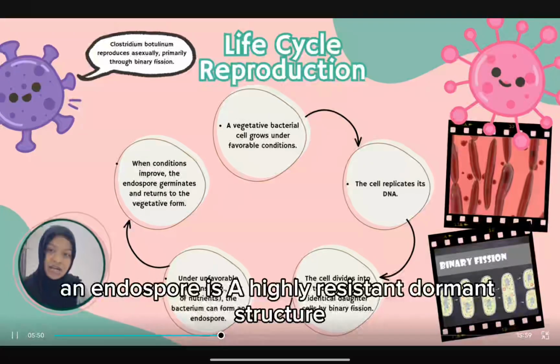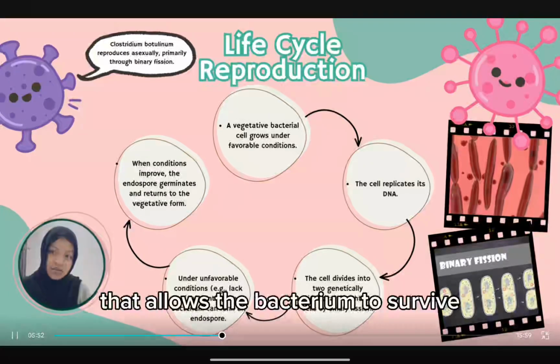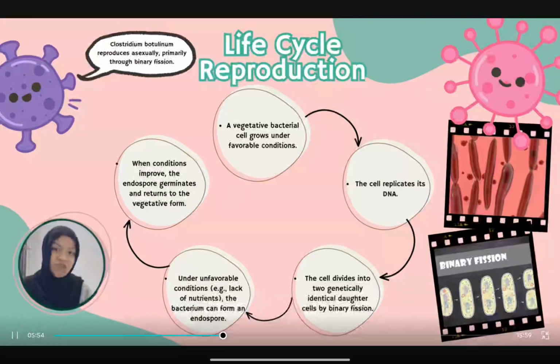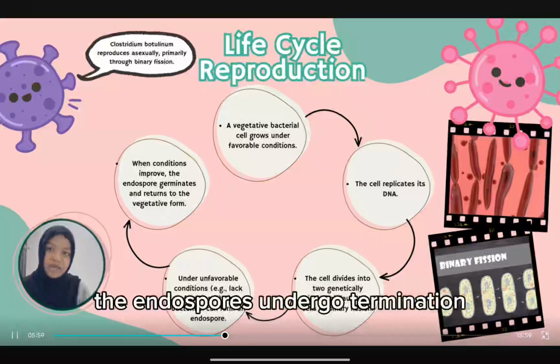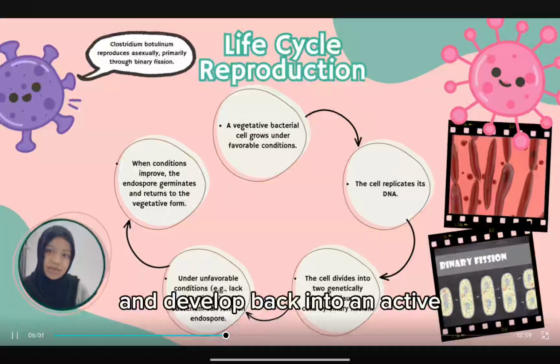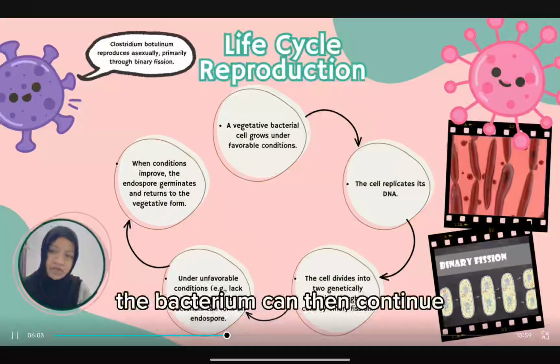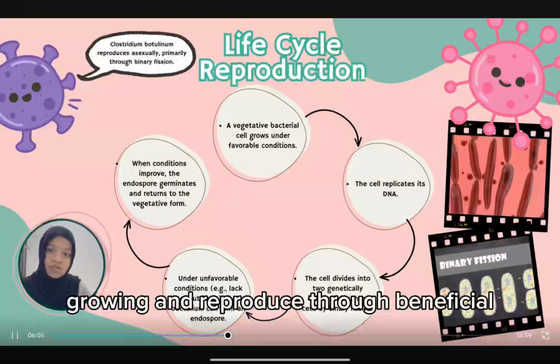An endospore is a highly resistant dormant structure that allows the bacterium to survive in harsh conditions for a long period of time. Then, when the environment becomes favorable again, the endospore undergoes germination and develops back into an active vegetative cell. The bacterium can then continue growing and reproduce through binary fission.